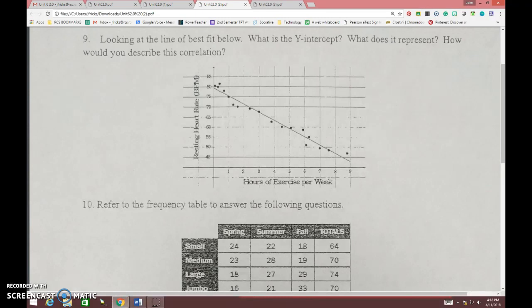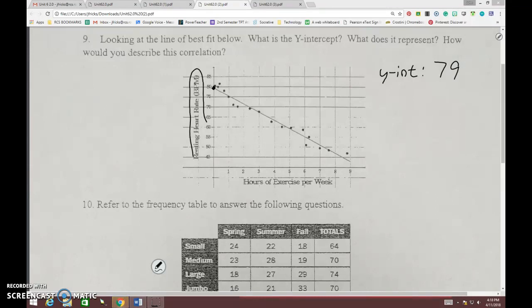Number 9, the first question number 9 asks is, what is the y-intercept? So the y-intercept is located right here. And if you notice, it's right below 80. So for the y-intercept here, let's go ahead and say the y-intercept is 79. Next it says, what does this represent? Read what the side says.